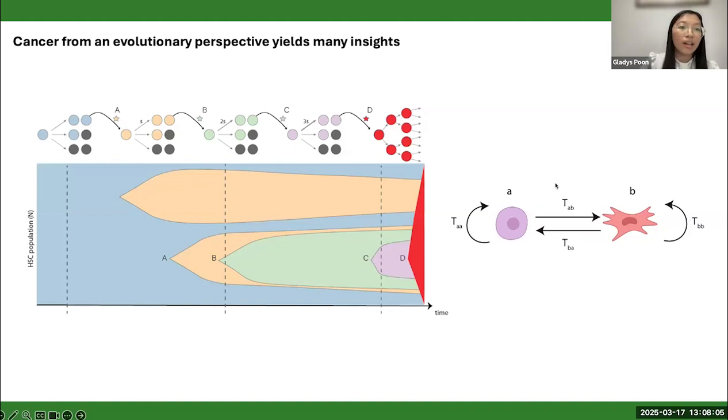Because of what I've just told you, I am currently building an evolutionary model to model the later evolution of tumors with an explicit modeling component for the phenotypic transitions. And this is in combination with recent advances in the field.